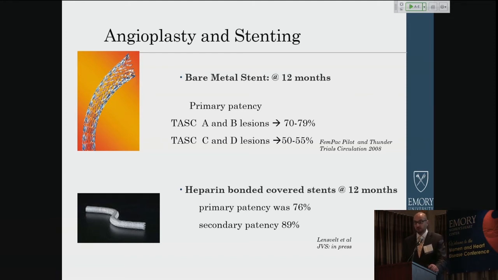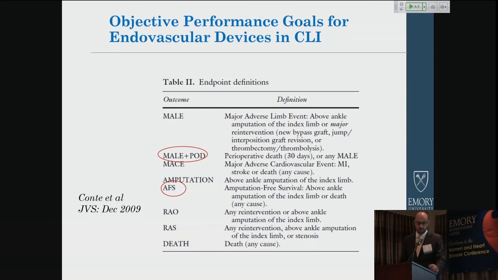So as we talk about limb outcomes, we have to keep in mind the likelihood of secondary interventions to maintain good limb outcomes. So just a few terms that are important as we talk further about the implications of therapy on patients with lower extremity arterial disease. These are the endpoint definitions that we usually use.